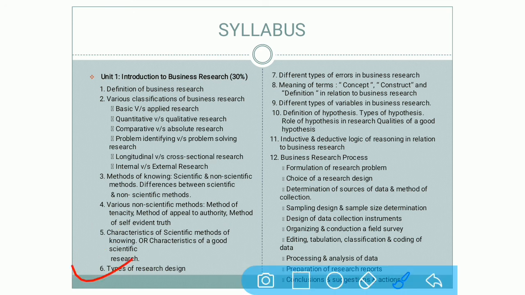Now these words are totally new for the students. So before starting the different units, we will go through explanations of the different words. Then we will move to unit number 1. Here we are only briefing the syllabus. Number 7, different types of errors. Whenever people define answers, they make certain mistakes. The types of mistakes they make will come under the heading of different types of errors.